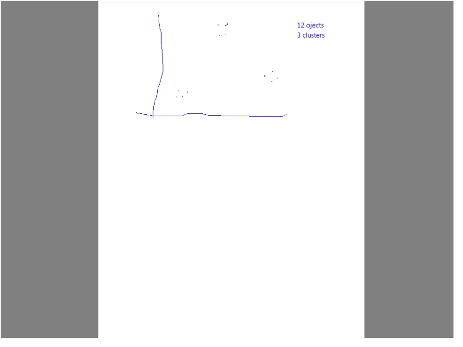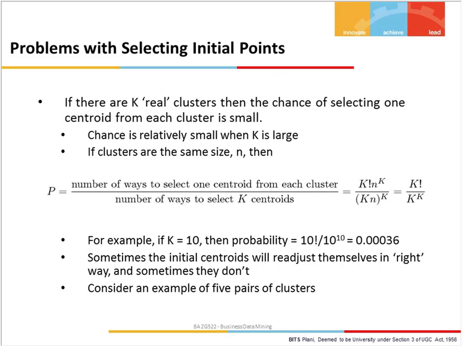So now the challenge is, if there are k real clusters in that data, we still have to pick three centroids to start the k-means algorithm, is it not? We want to create three clusters, so we need to start with three centroids. To get k clusters, we need to start with k centroids. So now, what is the chance of getting all the initial centroids from distinct clusters, not from the same cluster? Each centroid should come from each distinct cluster.